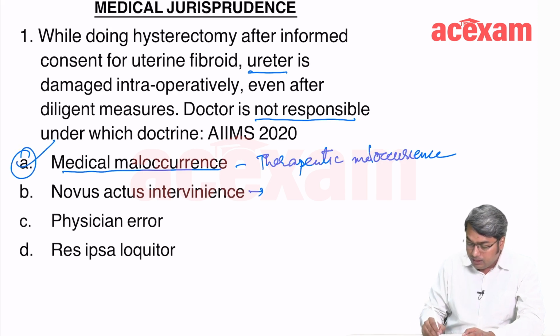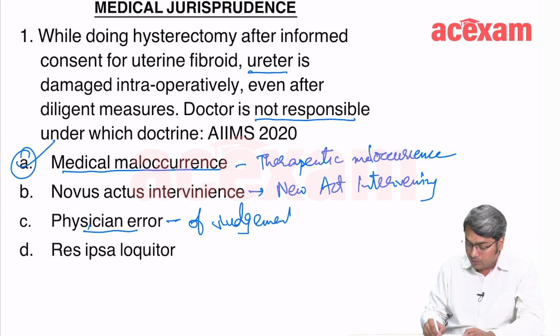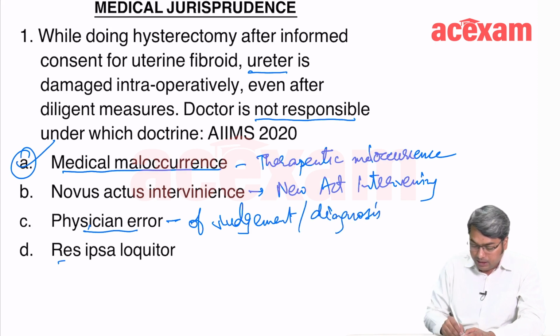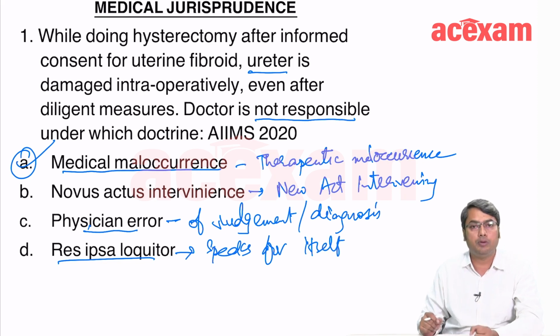Novus actus interveniens means a new act intervening. That is not applicable in this case. Physician error is error of judgment or error of diagnosis. So that is also not applicable here. And res ipsa loquitur is the thing speaks for itself. For example, if during this operation the doctor left behind a gauze piece inside the abdomen, that would have been res ipsa loquitur. So here the answer is medical misadventure.